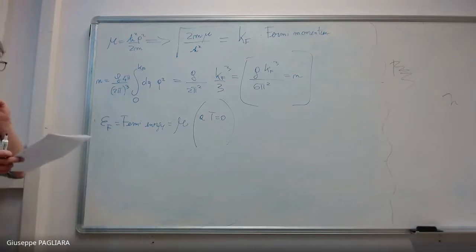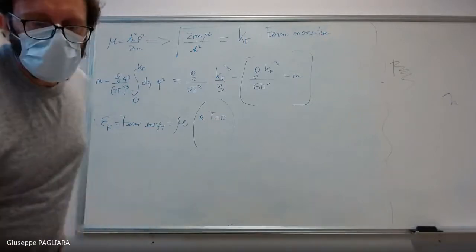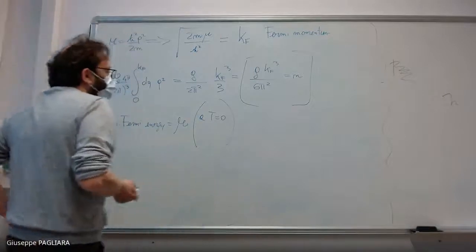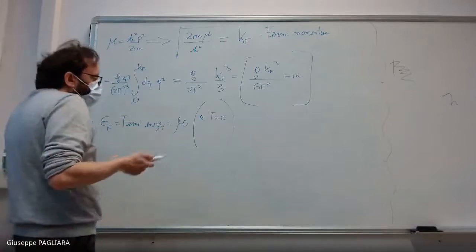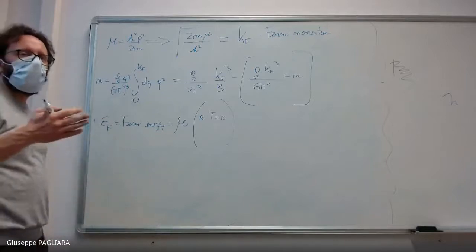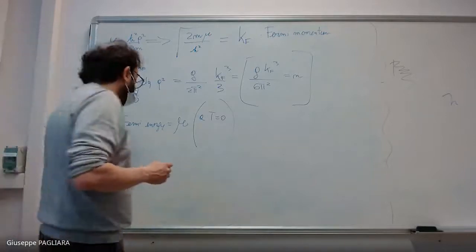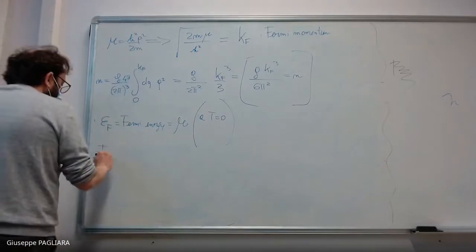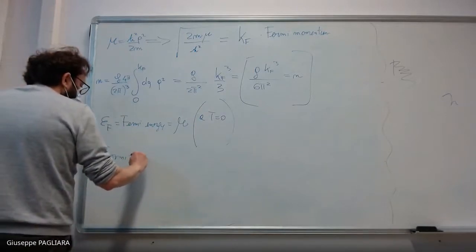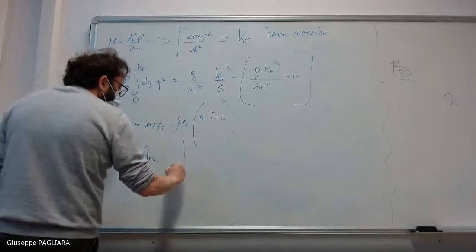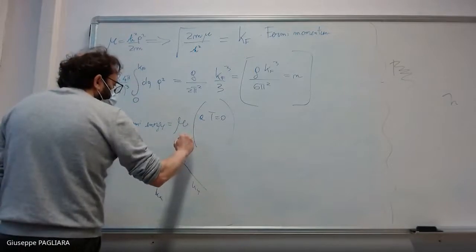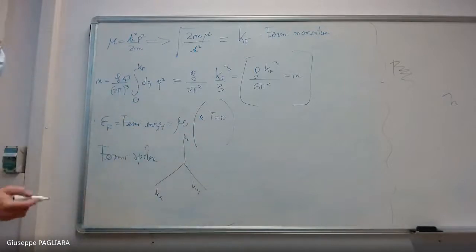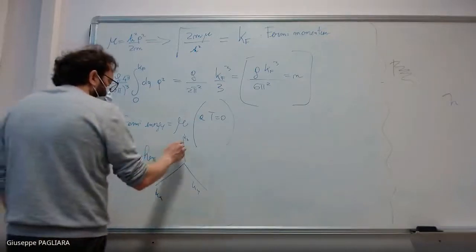Now, which is the interpretation of this fact? And then I will stop. It is the fact that I'm occupying all the states from k equals zero up to kf. And then after kf, I do not have any state. So this is the Fermi sphere, the sphere in the kx, ky, kz space, or q space, same.